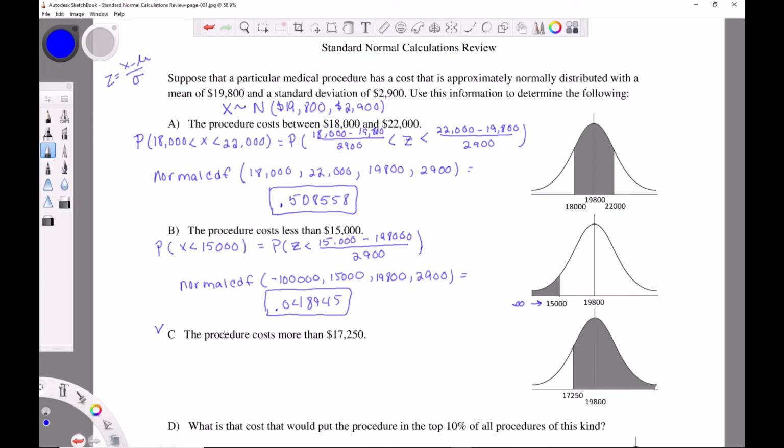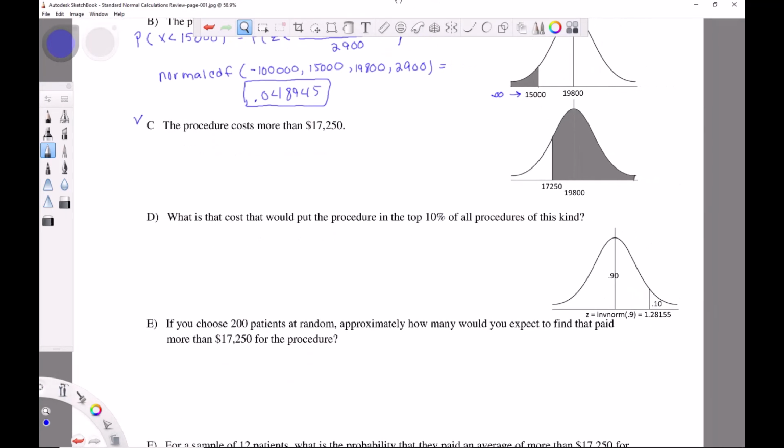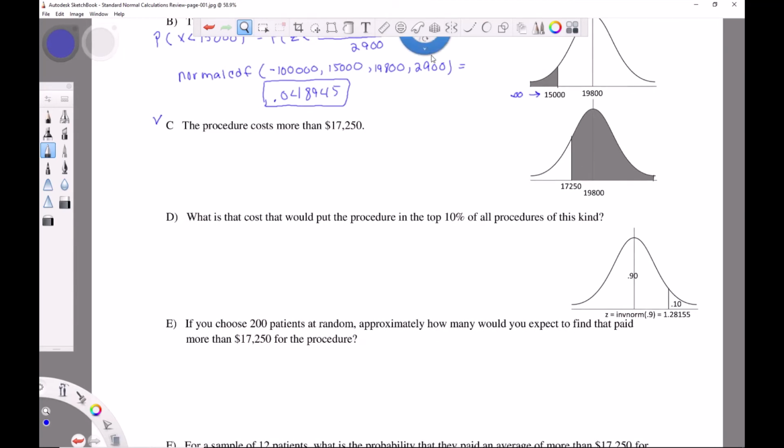Okay, so let me scoot this up a little bit. There is a little trick to it. Okay, procedure costs more than 17,250. We did the left tail. We did the center, and now we're going to do a right tail.